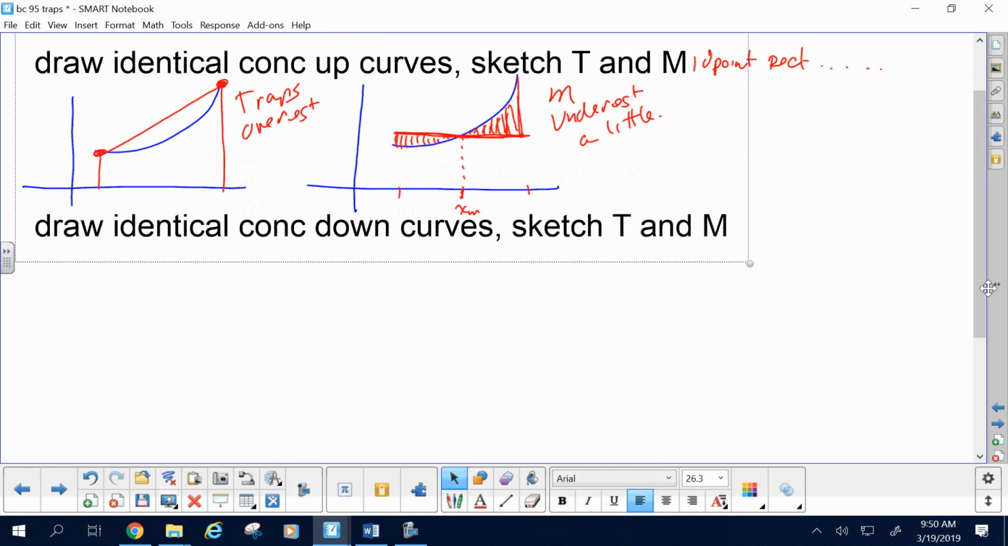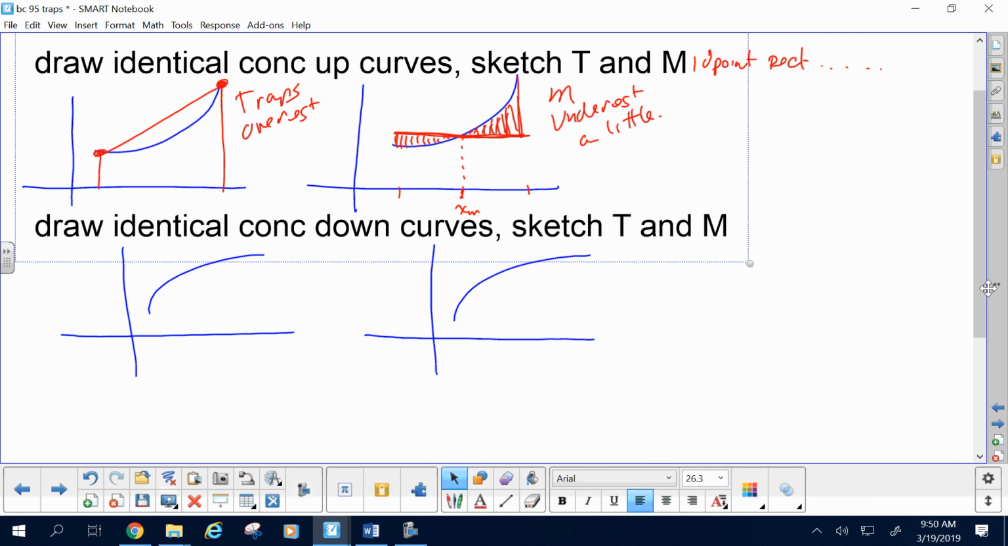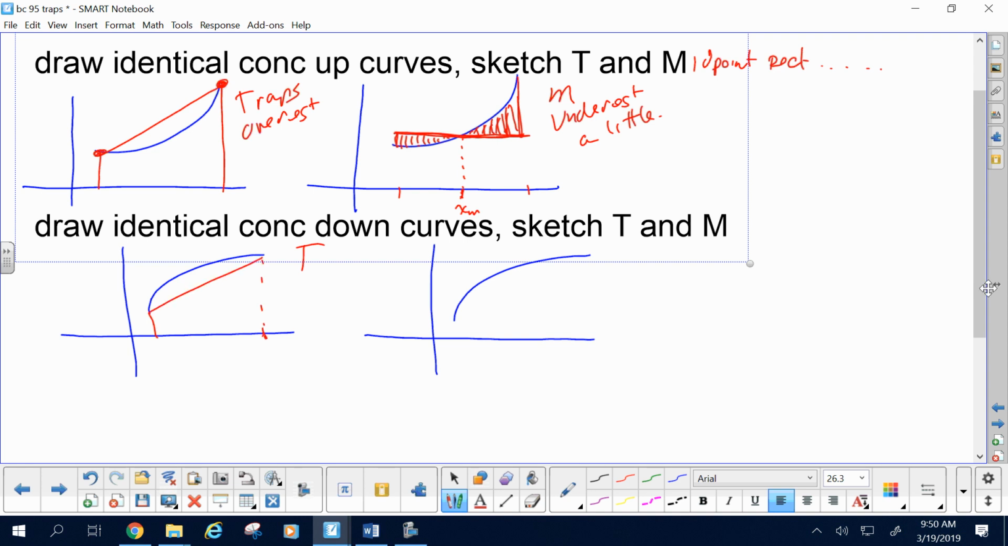Now draw a concave down curve, something like this and this. Try and make it the same. And let's do a T-estimate or a trapezoid estimate. I think you'll agree that the trapezoids will underestimate the area under that curve.